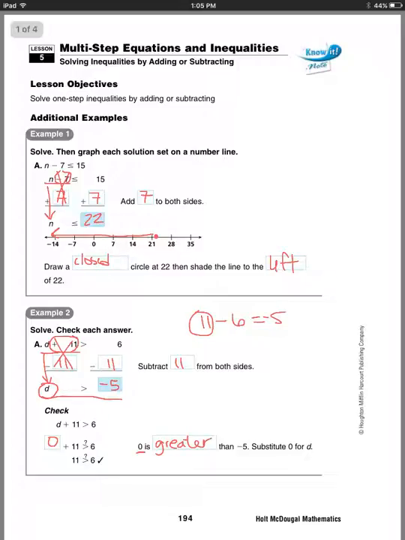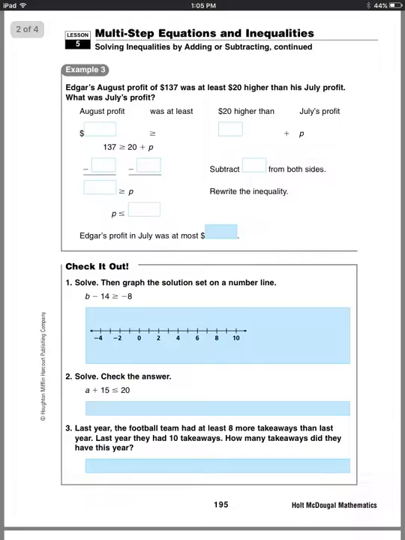It can literally be any number greater than negative 5. It could be negative 4. Negative 4 plus 11 is 7, and 7 is greater than 6. So you read your answer, and you use a number that makes that statement true. 0 is greater than negative 5, so that's what I'm substituting with.